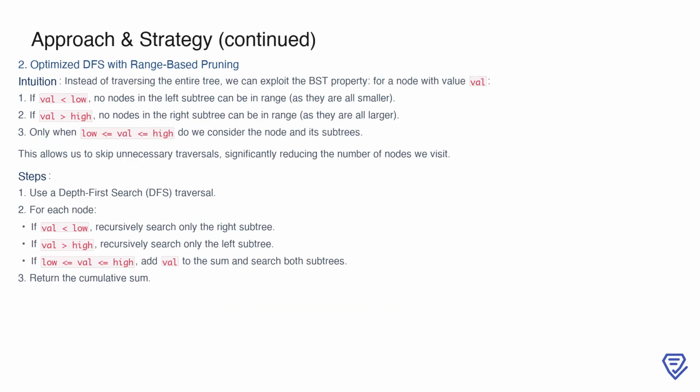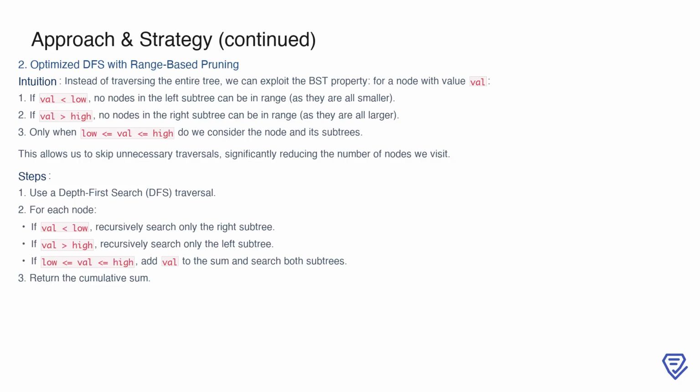Now, let's explore a more efficient approach: optimized depth-first search (DFS) with range-based pruning. This approach takes advantage of the BST property to avoid unnecessary traversals. The key insight is that if a node's value is less than low, all nodes in its left subtree will also be out of range, so we can skip the left subtree entirely. Similarly, if a node's value is greater than high, all nodes in its right subtree will be out of range, allowing us to skip the right subtree.